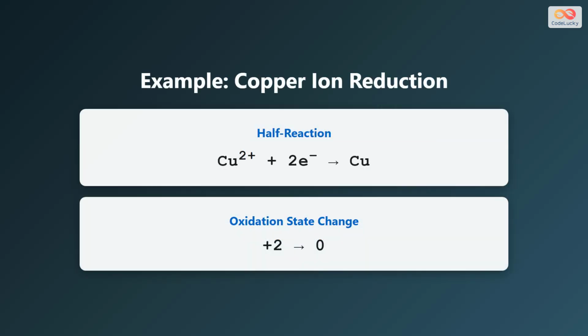Let's examine a specific example with copper. The half-reaction is copper 2+ ion plus 2 electrons yields copper metal. Here, a copper ion with a charge of +2 gains 2 electrons. The oxidation state changes from +2 to 0, meaning the copper ion is reduced to neutral copper metal. This is a common reduction reaction you'll encounter, especially in electroplating and battery chemistry. Notice how the electrons are on the left side, confirming this is a reduction process.